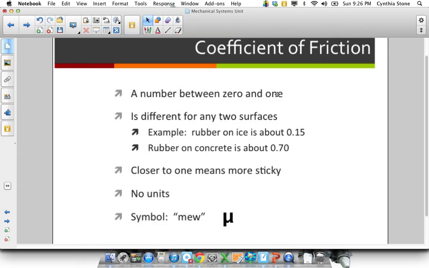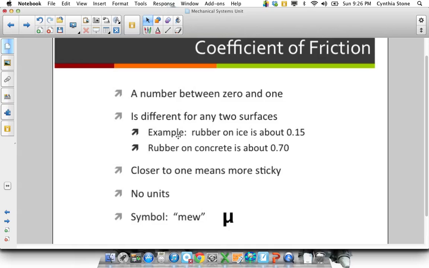Now, when I show you the table of them, there are actually some numbers, like I've seen 1.4 for aluminum on aluminum, and I don't get that at all. Actually, I want to make that a bonus. If you will find the coefficient of friction, and I don't mean find on the internet, I mean actually do an experiment to solve for the coefficient of friction between aluminum and aluminum, I'll give you a bonus because I'm curious about it.